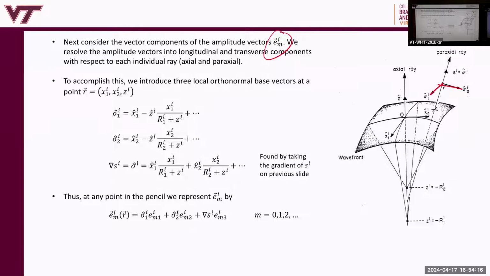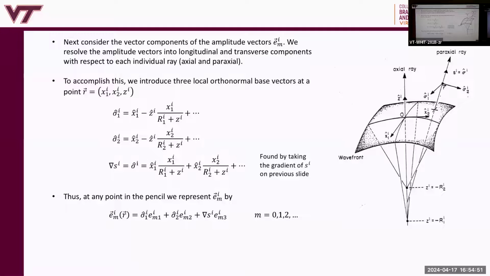We derived that. So now we need to form a new coordinate system over here that has orthogonal vectors to the ray and longitudinal vectors to the ray, so that we can describe the electric field with orthogonal components there. And we find these three vectors in terms of the base vectors and the coordinate system at this origin, and the components there, and the radii of curvature and so forth. Okay? Very nice. Now we can describe the electric field in this coordinate system, sigma 1, sigma 2, gradient of S.